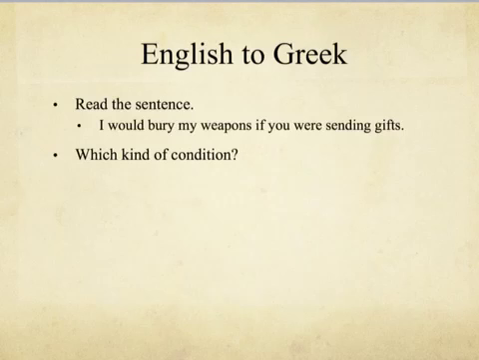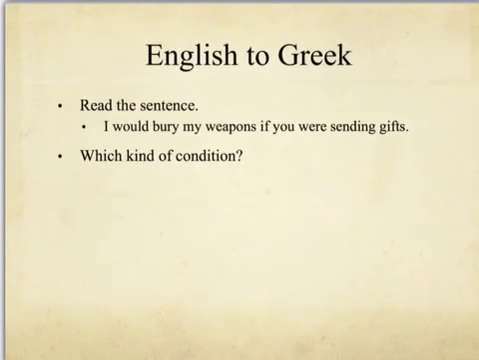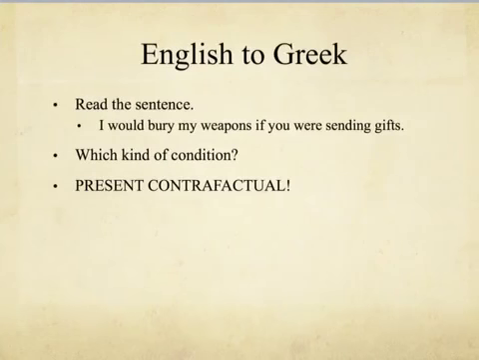So back to our sample sentence. I would bury my weapons if you were sending gifts. What kind of condition is that? Pay close attention to the protasis, right? If you were sending gifts, I would bury my weapons. Are you sending gifts? I think not. So yes, indeed, that sentence is a present contrafactual.